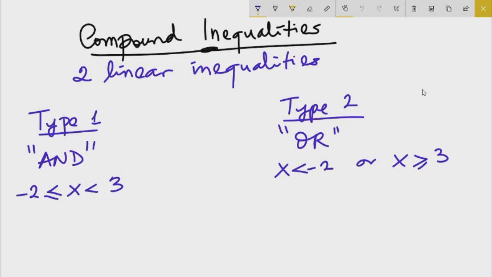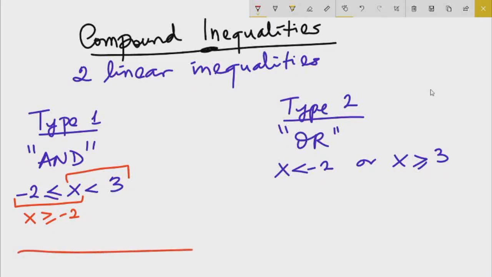This is an example of an AND compound inequality. We can rewrite the first inequality by saying x is greater than or equal to -2, because when you have -2 being less than or equal to x, that means x is also greater than or equal to -2. So we can plot it on the number line.